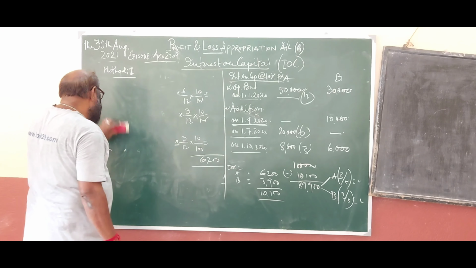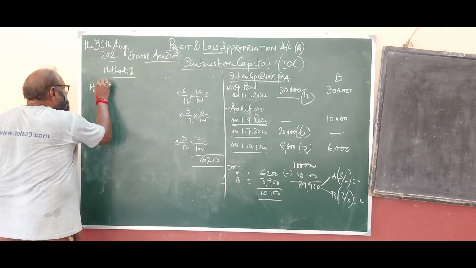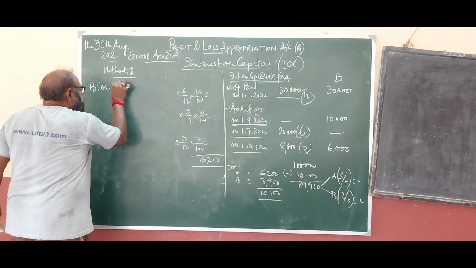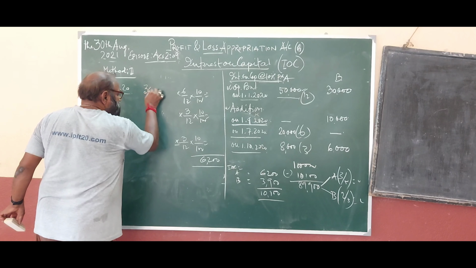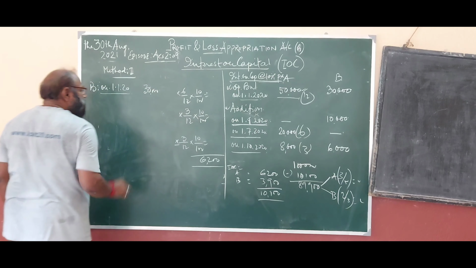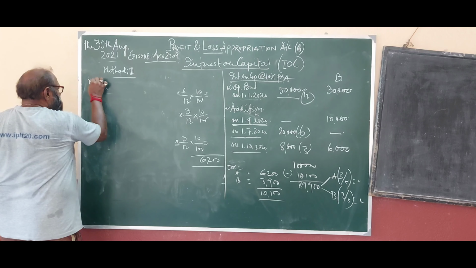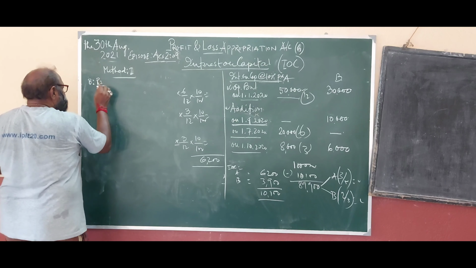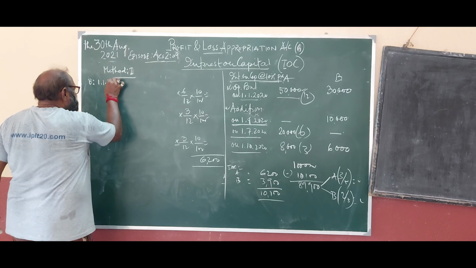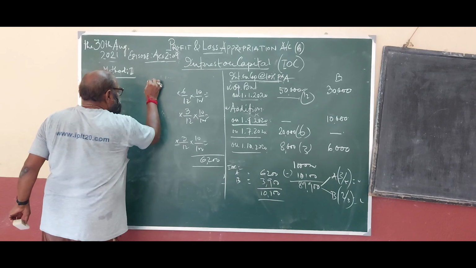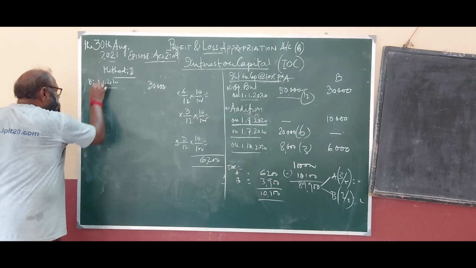Now take the issue of B. What was the initial capital of B on 1/1/2020? It was 30,000 rupees. Okay, this is the first investment.